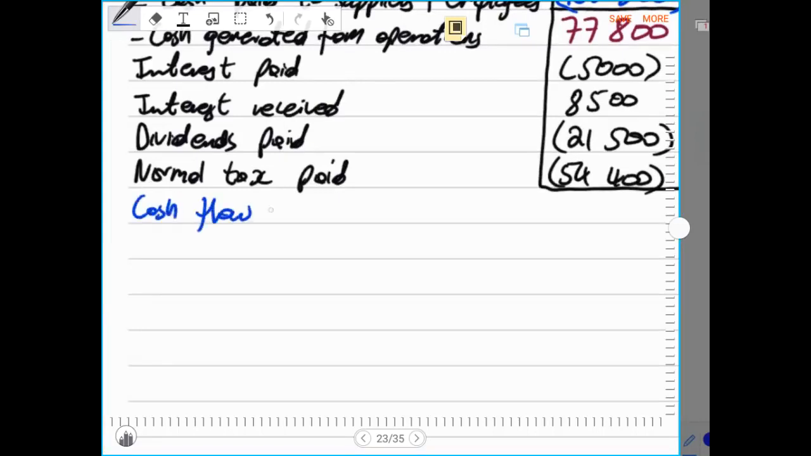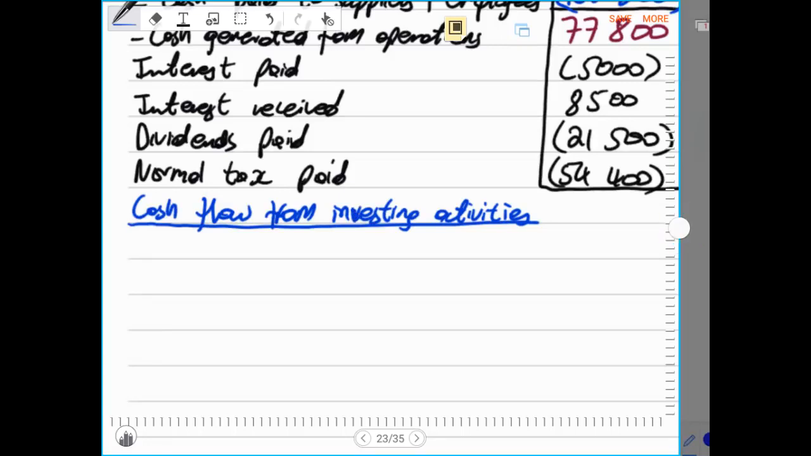Cash flow from investing activities. And this part is also very important for you to understand the calculations. Cash flow from investing activities. Very important to understand the calculations here because they will normally give you some different scenarios to test your level of intelligence and how critical a thinker you are.